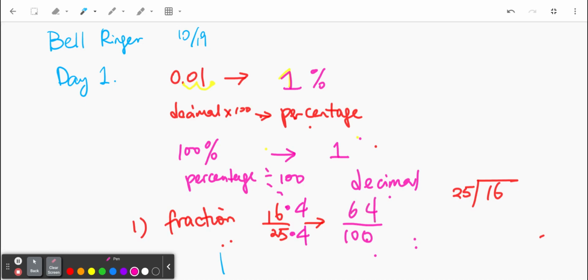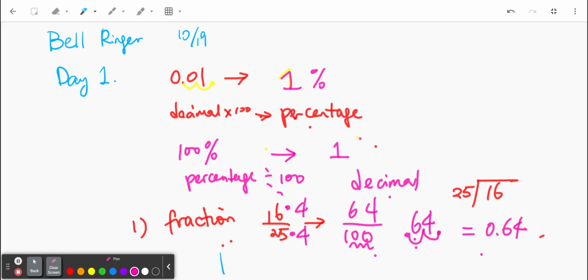So 64 divided by 100 basically is 64 with the decimal moved twice. You see 100 has two zeros, so you move the decimal twice to the front. So it's actually 0.64. So that's how you get a decimal from a fraction. So the first part of number 3, the decimal is 0.64.